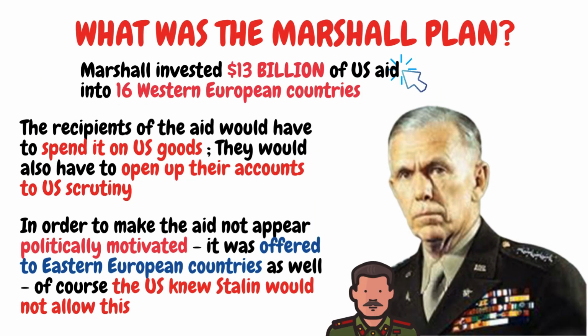What was the Marshall Plan itself? Well, it was the investment of $13 billion of United States aid into 16 specific Western European countries. And the recipients of this aid would have to do two things. They'd have to spend it on United States goods, and they'd have to open up their accounts to US scrutiny. In order to make the aid not appear politically motivated, it was actually offered to Eastern European countries as well. But the United States knew, of course, that Stalin would not allow that.